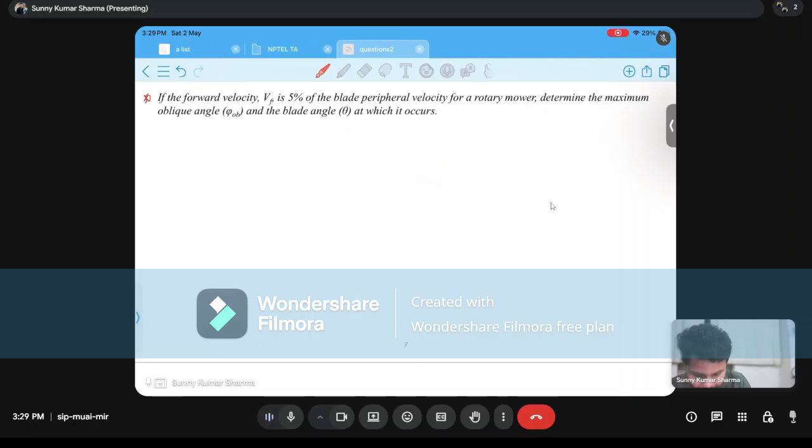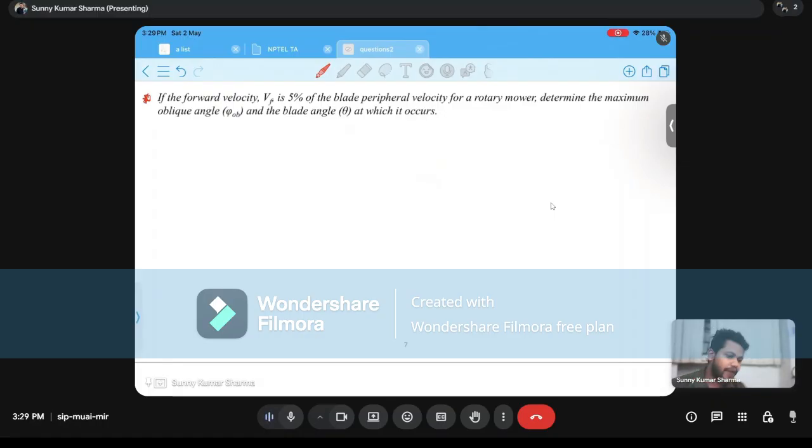So we will solve the questions where we left off last week. We were discussing the vertical conveyor reaper and harvesting. So this question we were discussing, and we will resume this question. The question is, if forward velocity Vf is 5% of the blade peripheral velocity for rotary mower, determine the maximum oblique angle phi OB and the blade angle theta at which it occurs.